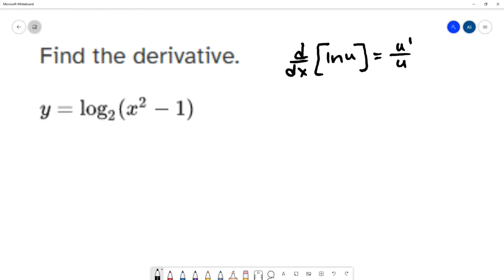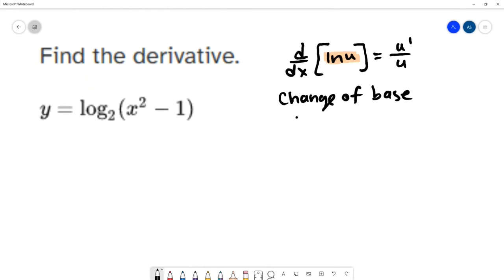This particular example has log base 2, and there's a different rule for the derivative of log with a general base. So what I do is I remember this algebra rule called the change of base formula. And this change of base formula allows me to change any starting base to a new base. And because this is the rule that I have memorized, I want to change it to natural log, which is base e.